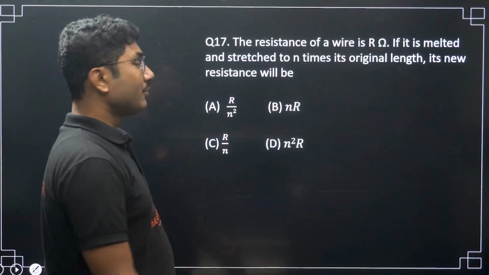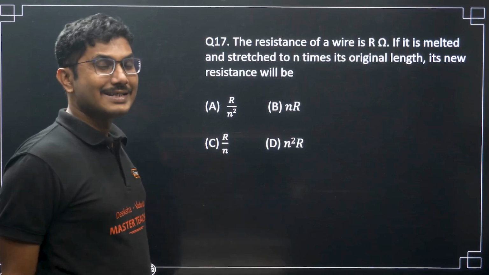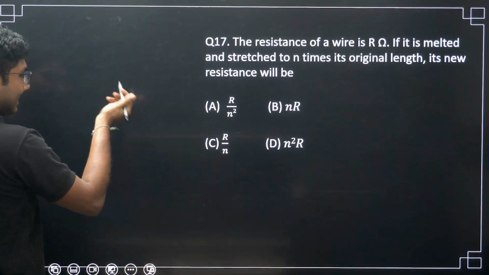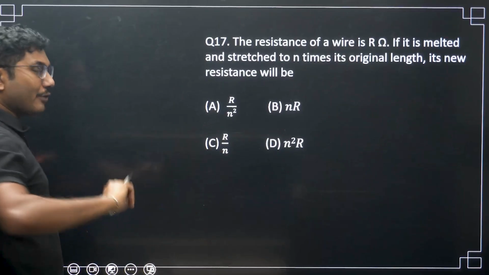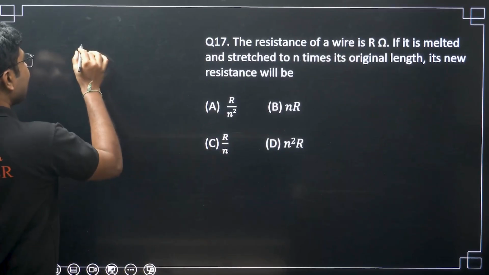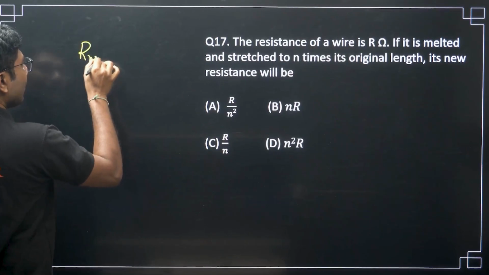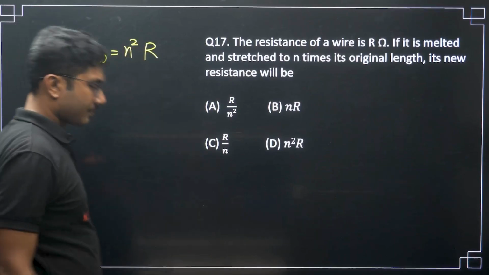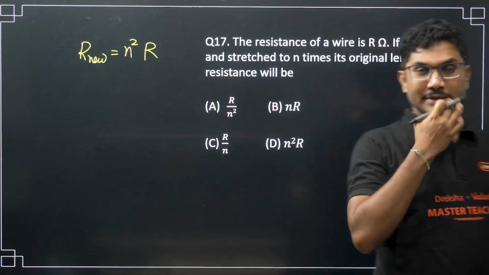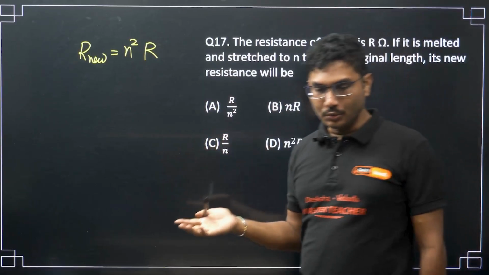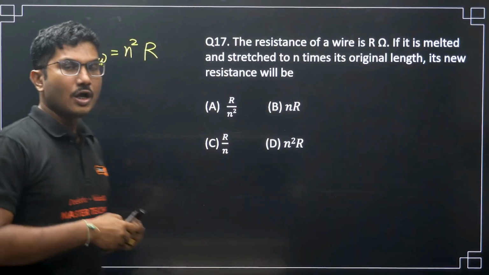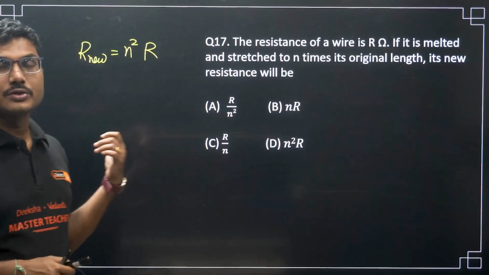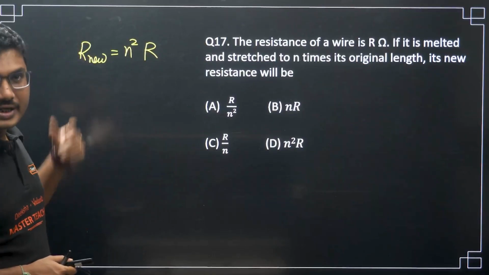So if you stretch a wire, its resistance increases, and you have to remember that if you increase the length of a wire without adding any extra mass, then the new resistance will be n square times the old resistance. N times means double means n equals 2, triple means n equals 3, quadruple means n equals 4, halved means n equals half, one-third means obviously n is equal to 1/3.